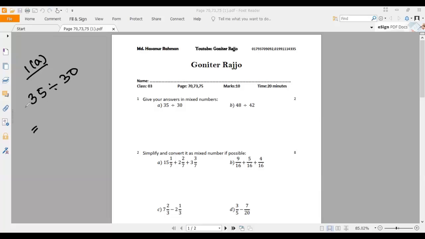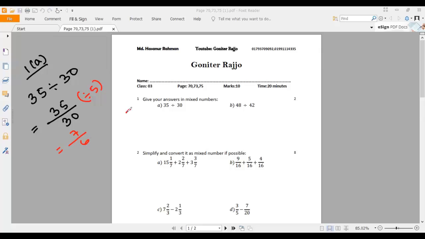So we have to rewrite this one into fraction. So it will be 35 by 30. Now we have to convert it into lowest term. How? We can divide both numerator and denominator by 5. So 5 7s are 35 and 5 6s are 30.